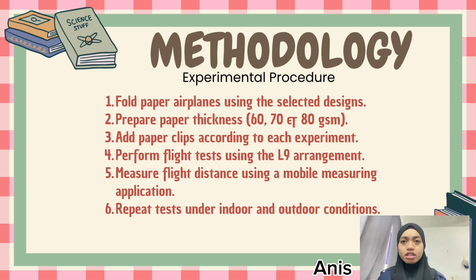The experiment was carried out following the L9 experimental arrangement. The selected paper airplane designs were folded using the same folding procedure. Different paper thicknesses, which were 60 GSM, 70 GSM and 80 GSM, were prepared, and the required number of paper clips was added according to each experimental run.